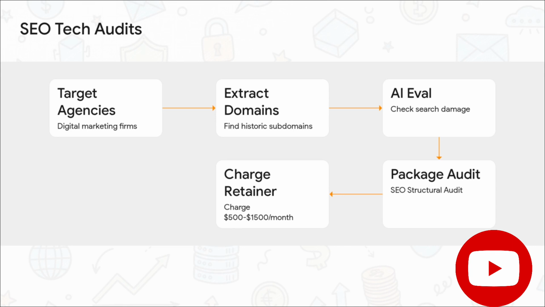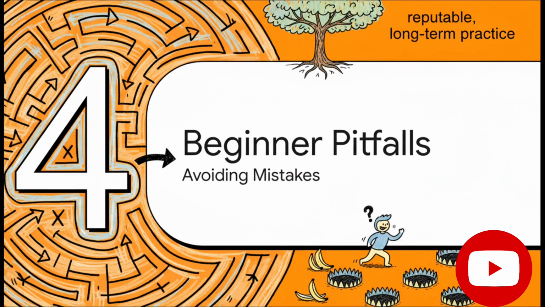As an SEO tech recon specialist, you target these agencies. You extract a brand's historical subdomains with Subfinder, pass the list to AI to evaluate the search relevance damage, and package it into an SEO structural audit. This insight is incredibly valuable. It allows you to charge a $500 to $1,500 a month retainer just to clean up and monitor all their enterprise clients' digital ecosystems.